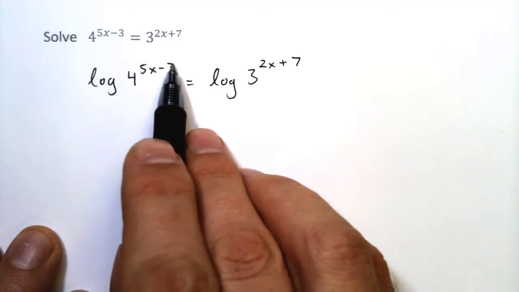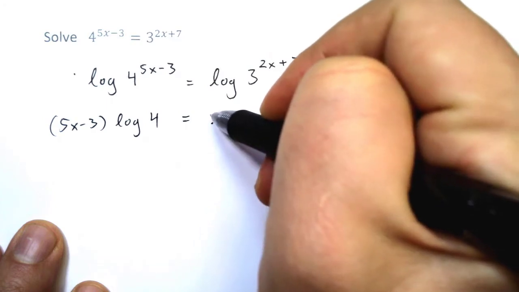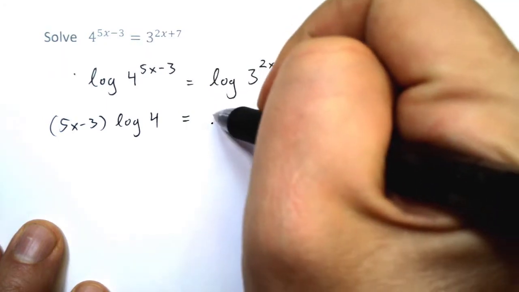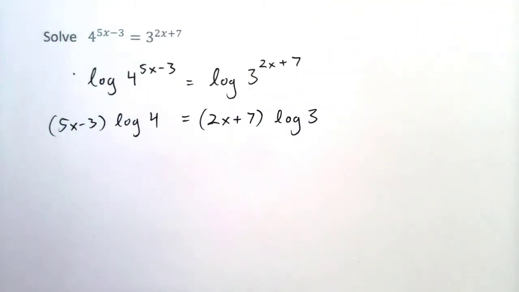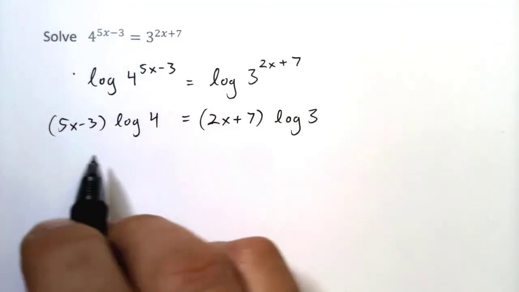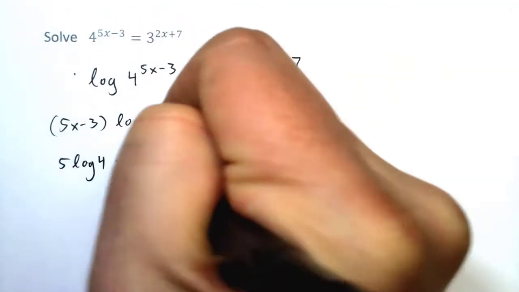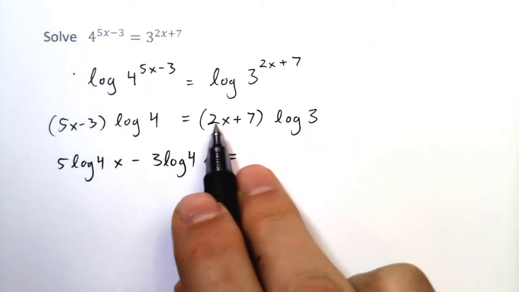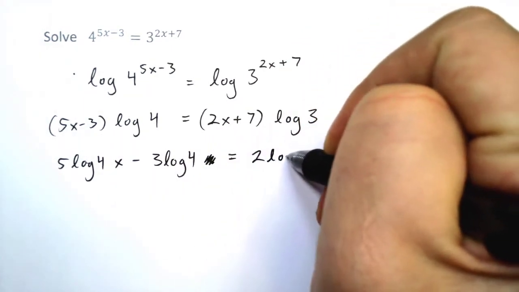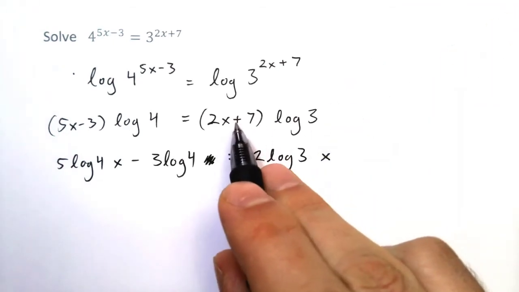So the power here in this case is 5x minus 3, so it's going to come in front of the logarithm. The parentheses there are important. And again, the exponent here is 2x plus 7, so it's going to come in front of the logarithm. And now we can attempt to solve for x. Notice the x is now out of the exponent, and that's fantastic. So what I'm going to do is distribute the logarithm across. So 5 log 4 times x minus 3 log 4 is equal to 2 log 3 times x plus 7 log 3.